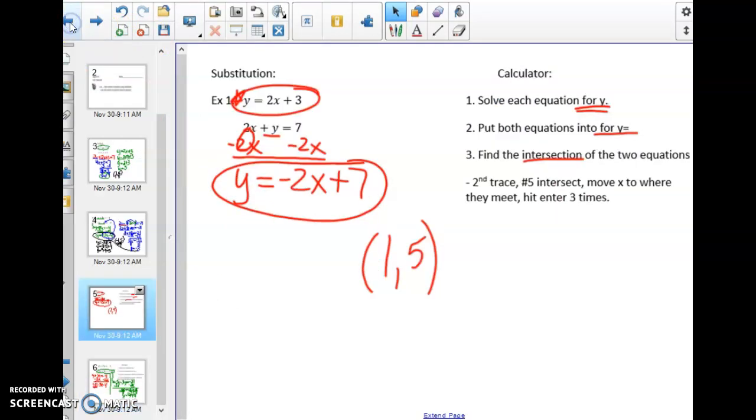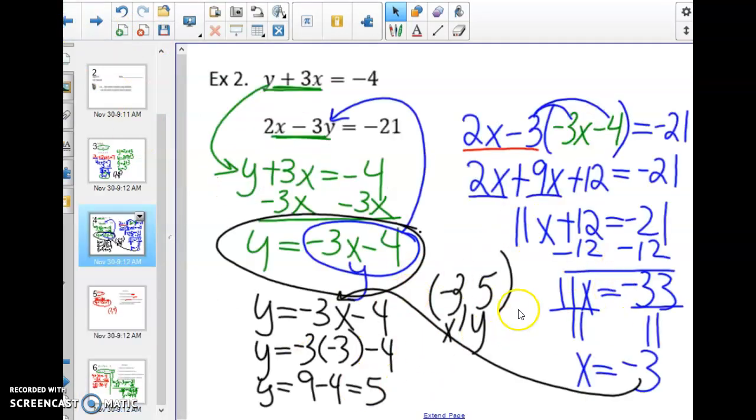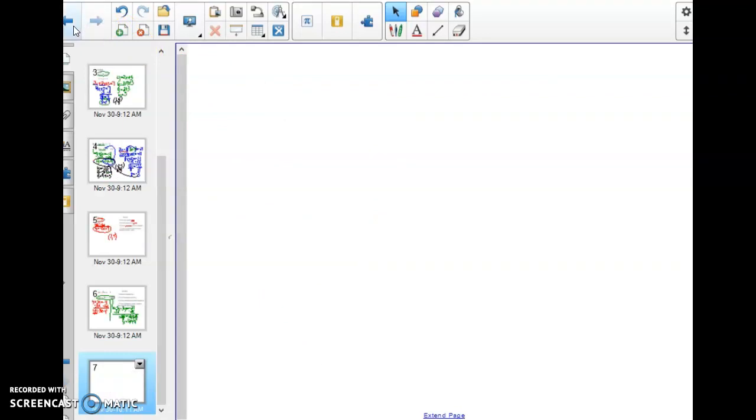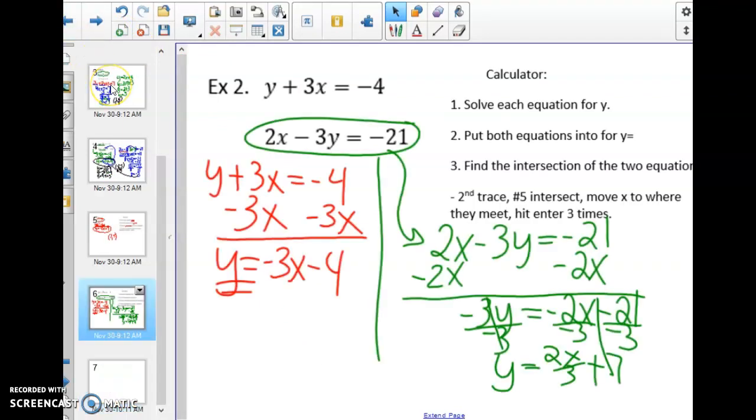Again, the same answer that we've just solved for, (-3, 5), so a good way to check. Using the calculator will give you the same answer as using the substitution method. Okay? So (-3, 5). And there you have it. 2 ways to solve a system of equations.